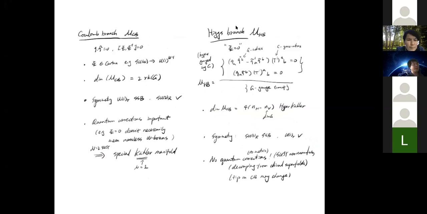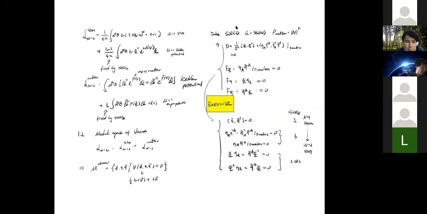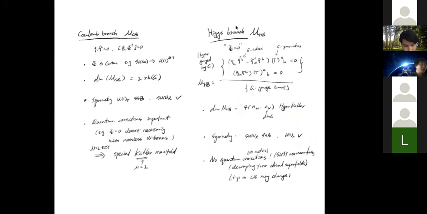So let's now talk about the different kinds of branches on the moduli space, which are solutions to these equations. First of all, there's the so-called Coulomb branch. This is the case when the hypermultiplet scalars vanish, and the scalars in the N=2 vector multiplet do not vanish, but otherwise have a trivial commutator. In this case, it's easy to find the solutions.